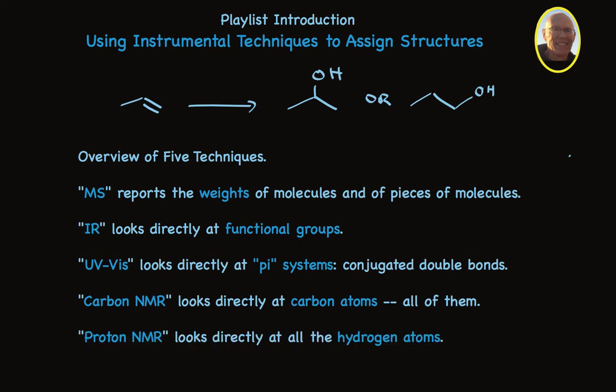And lastly, and perhaps the most powerful, proton nuclear magnetic resonance looks directly at all the hydrogen atoms and gives you a wealth of information about the hydrogens in a molecule and where they are relative to each other and functional groups. Putting these techniques together and using 1, 2, 3, maybe all of them, lets us assign with great confidence the structures of organic compounds.